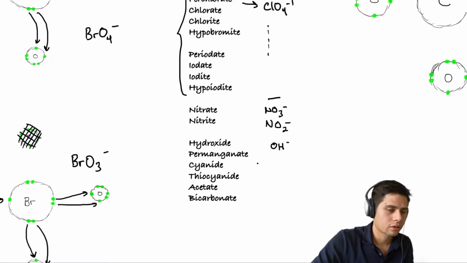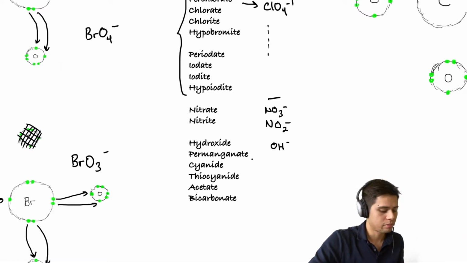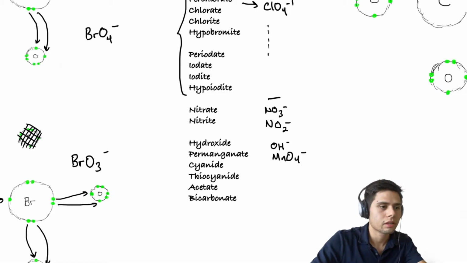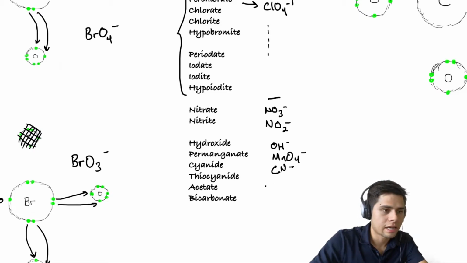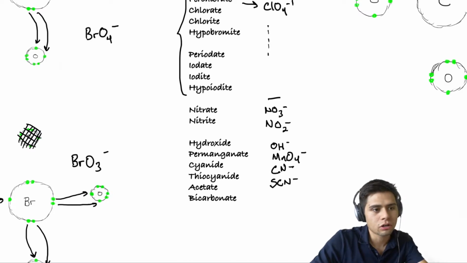Permanganate is going to be, if I remember correctly, I wrote this down, MnO4 minus. Then we have cyanide, which is CN minus. Thiocyanate is SCN minus. And these are all just atoms.